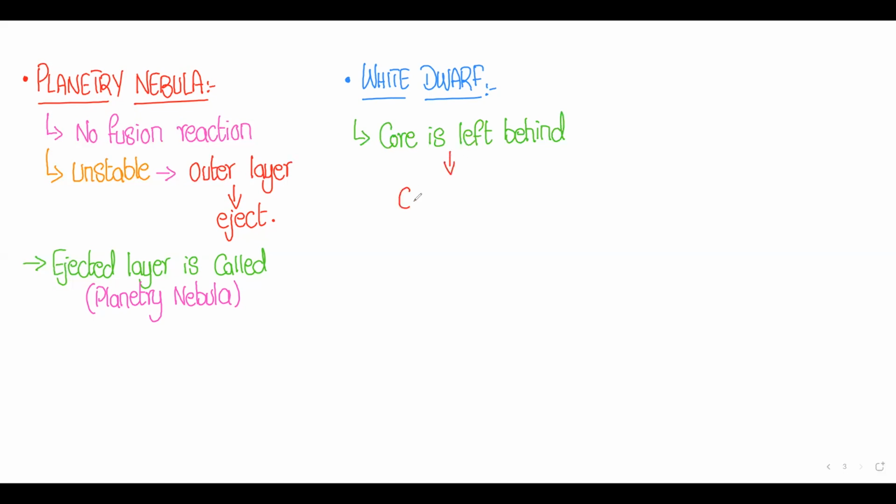This core will collapse completely. And you already know why this core will collapse: because of that strong gravitational force, since now we do not have any other outward force that balances the gravitational force. So this core will collapse due to gravity.